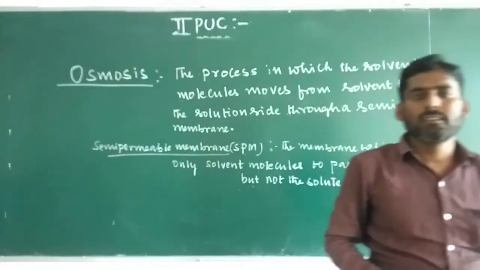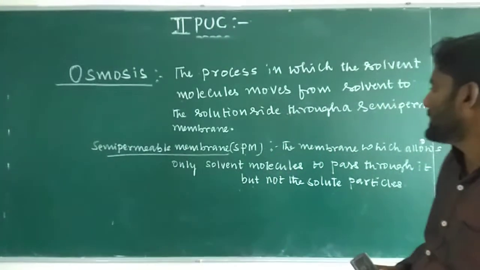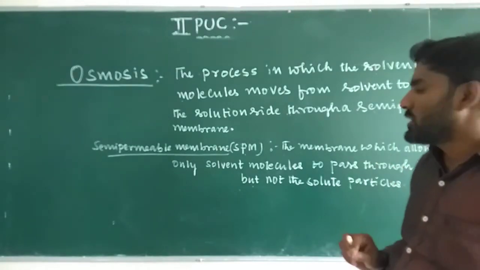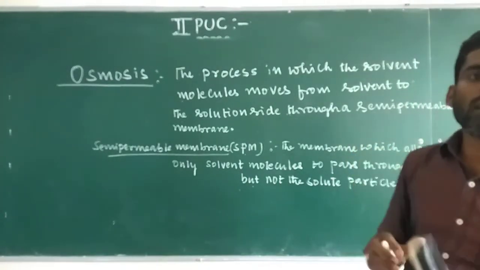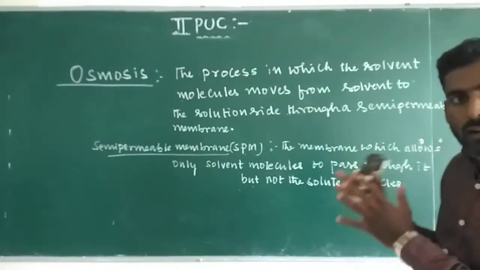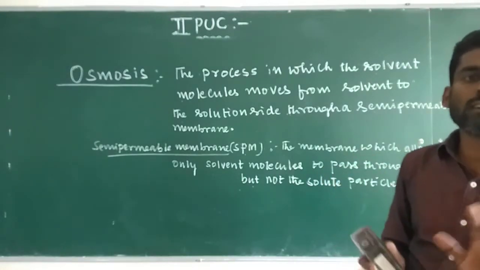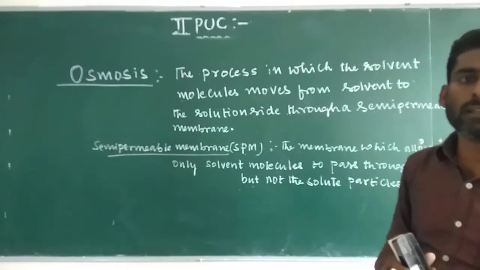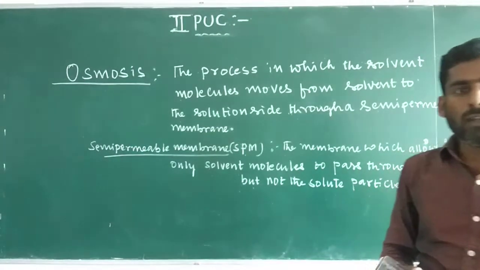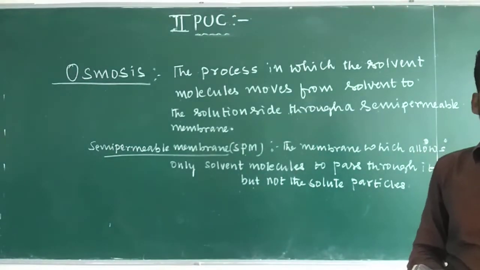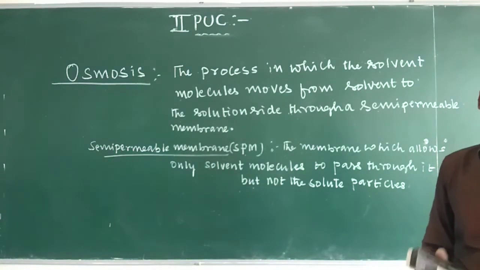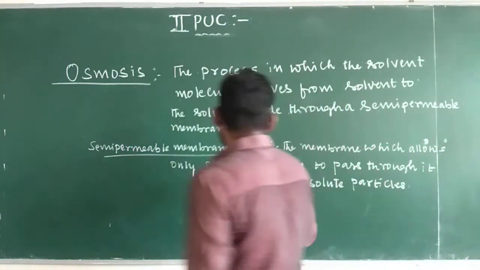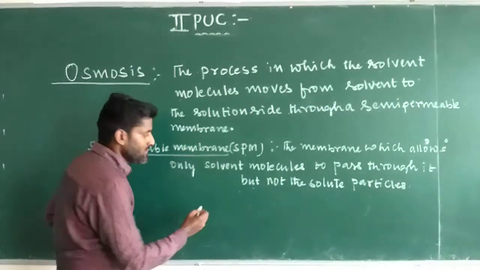The membrane which allows only the solvent molecules to pass through it but not the solute particles is called a semi-permeable membrane. We have plant membranes, animal membranes and synthetic membranes. They are called semi-permeable membranes.